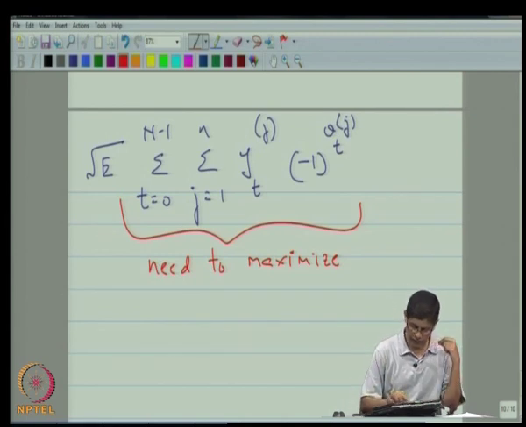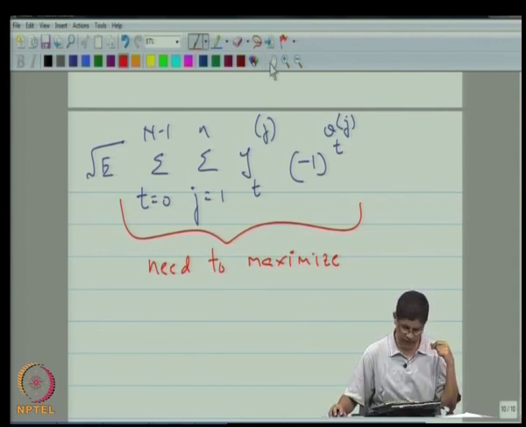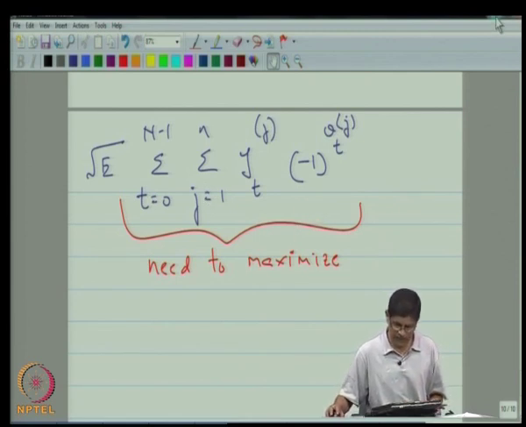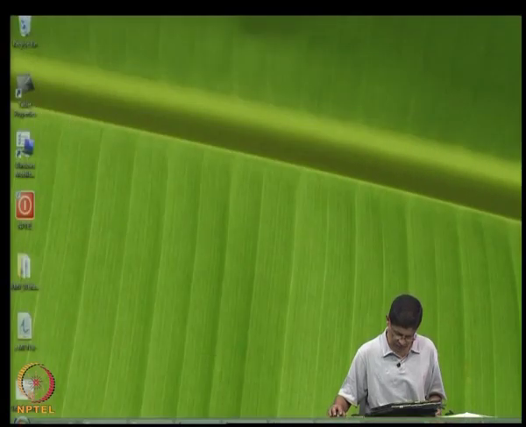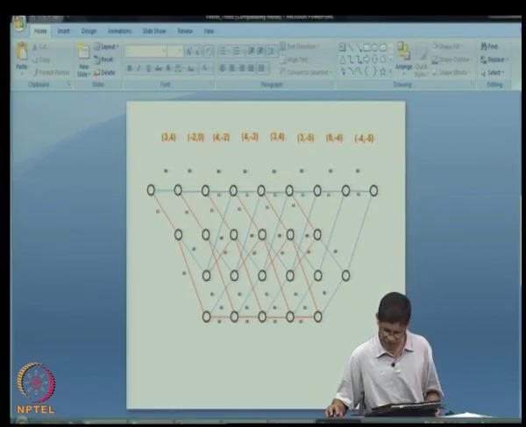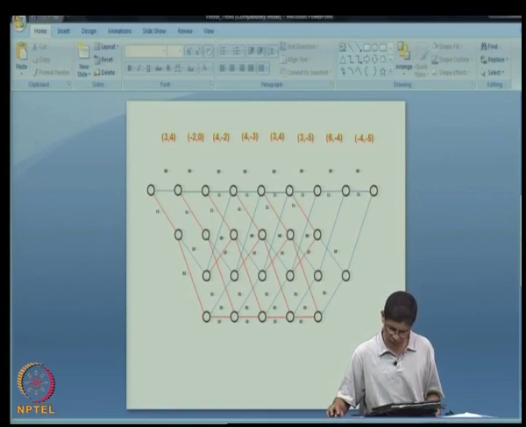So, what we want to do now, you can recognize that this is really an inner product between two vectors. One is the stream of symbols y sub t j and the other is the corresponding code symbols in plus minus 1 format. You want to take their inner product and actually choose that code word which actually maximizes this inner product. So, now let us see if we can actually look at this computation on the trellis, and I am going to try something new here. I am going to try to do this on a PowerPoint slide.